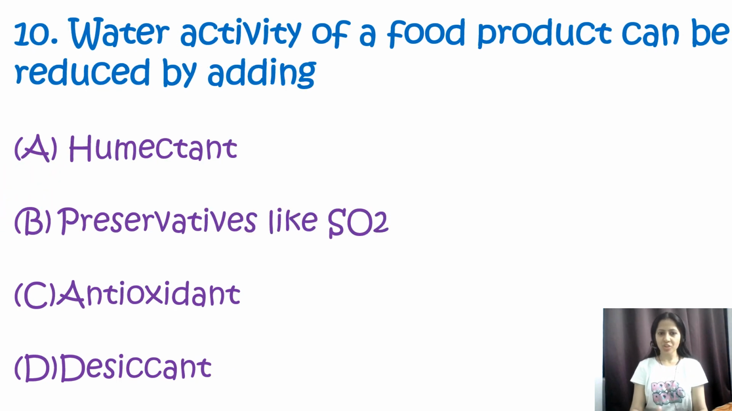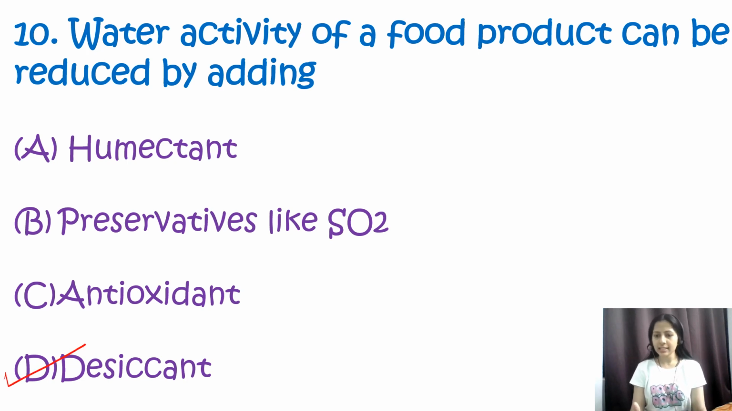Question number 10. Water activity of a food product can be reduced by adding. So the options are humectants, preservatives like sulfur dioxide, antioxidants, or D, that is desiccants. So over here my correct option will be option number D, that is desiccant.